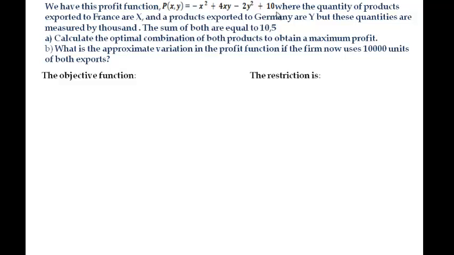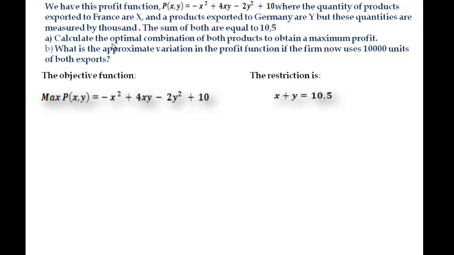We have this profit function, where the quantity of products exported to France is X and the products exported to Germany are Y, but these quantities are measured in thousands. This is important data, and we need to take it into account to write the final solution. The sum of both is equal to 10.5. These are our restrictions. X plus Y equals 10.5.